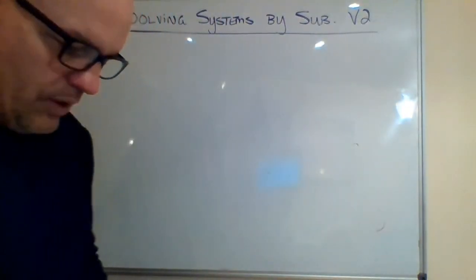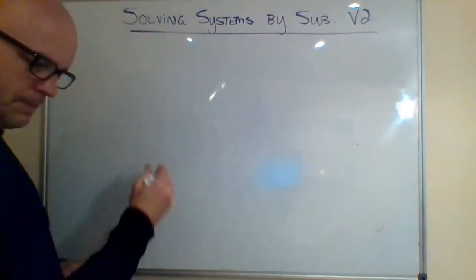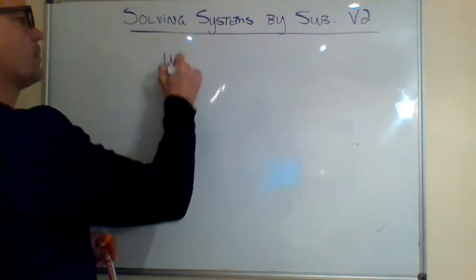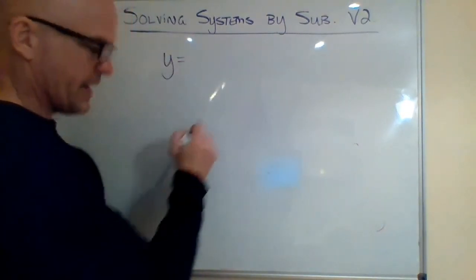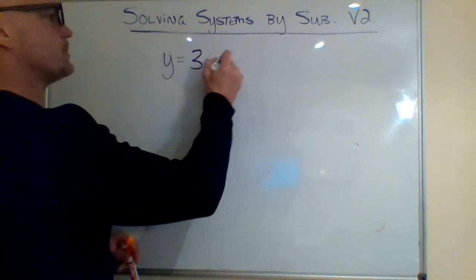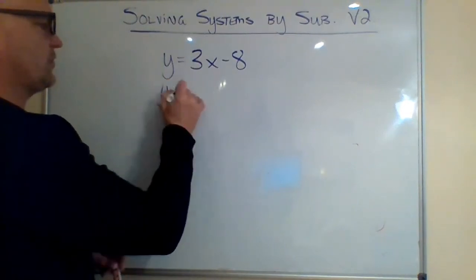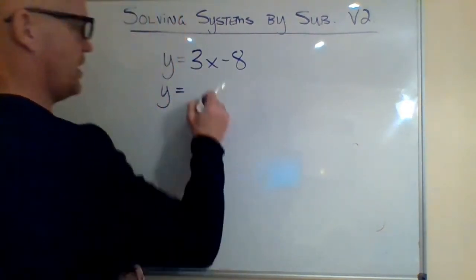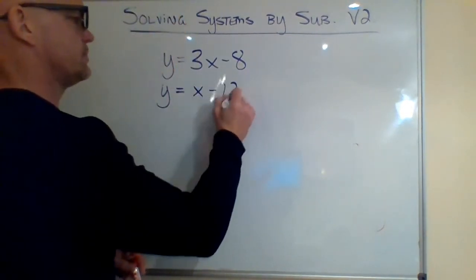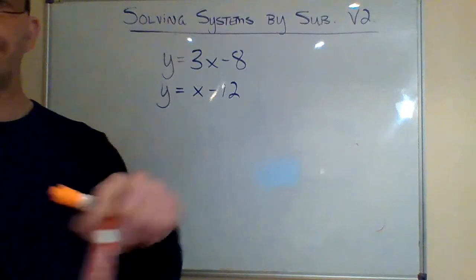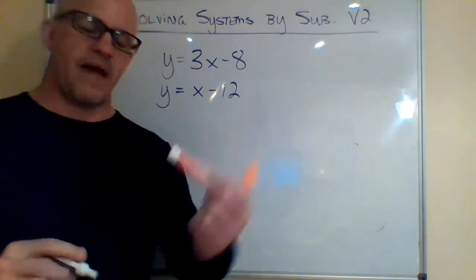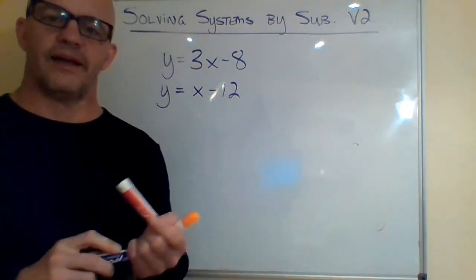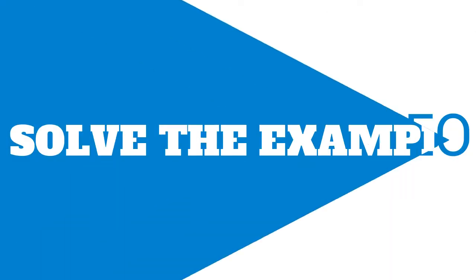So last one, we're going to do y equals 3x minus 8 and y equals x minus 12. Write that down on your paper, pause the video, solve it, come back, compare what you got with what I get. Go ahead and do it.